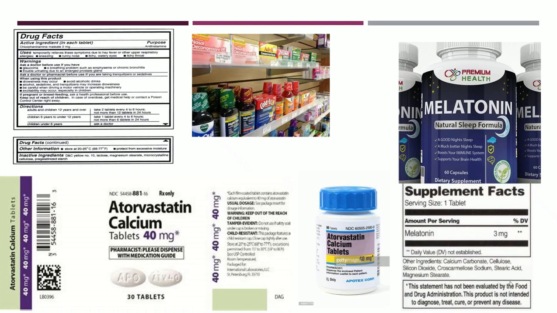Atorvastatin is to the left there. That's an example of a prescription drug. Above there are some OTC products. So these are some label examples, if you will.